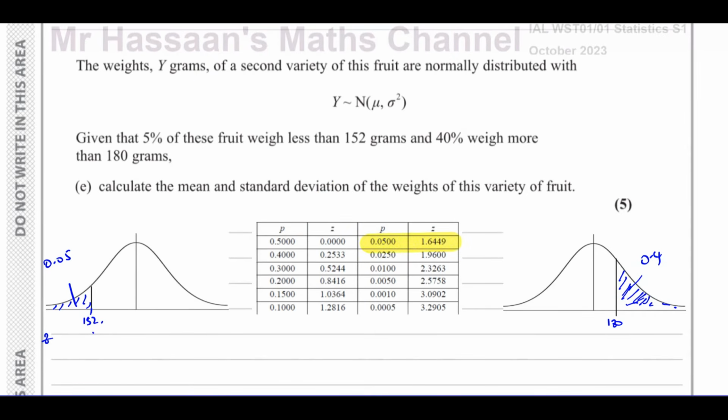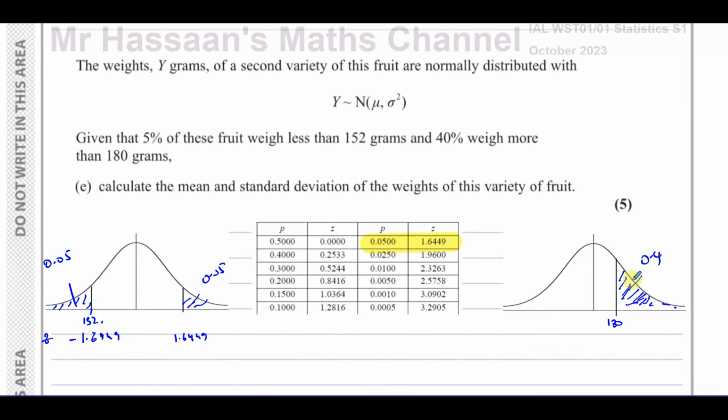Okay, so I know that this value of Z here is not what we have in the table, because the value in the table is to the right. That area is to the right. So that Z value is actually 1.6449, such that the area to the right of it is 0.05. But because of symmetry, this Z value must be negative 1.6449. Okay, so this is what we're looking for here.